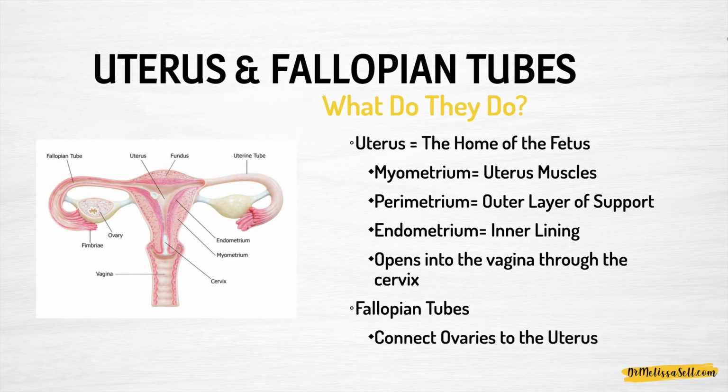So let's talk about the uterus and the fallopian tubes. So the uterus itself is the home of the fetus. The myometrium are the uterus muscles. The perimetrium is the outer layer of the uterus, and then the endometrium is the inner lining. And we also have the fallopian tubes, which connect the ovaries to the uterus. So there's just your basic anatomy of the parts that we'll be dealing with today.